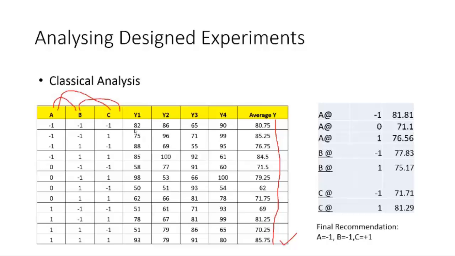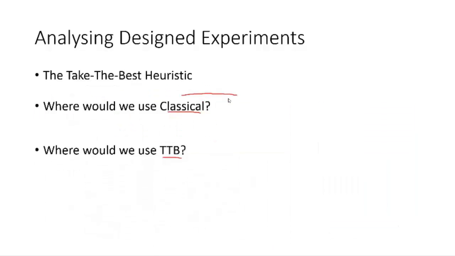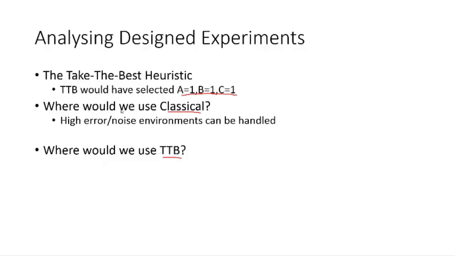The other reason is that sometimes you get fooled, because yes, y is some function of A, B, and C, but on top of that, there is also some noise. So that noise could have given you results which you are erroneously interpreting, and you're essentially overfitting, and you're getting fooled. Now, the question is, under what circumstances would a classical analysis work? Under what circumstances would take the best work? And the quick answer is, a classical analysis essentially works really well in an environment of high error or noise. So when the noise, which is, so we said y is equal to f of A, B, and C, right?